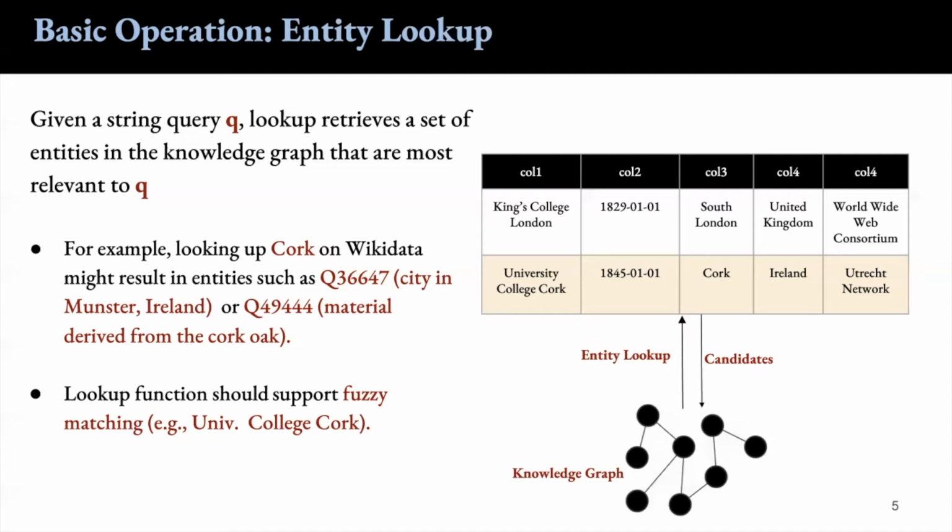For example, if we have this table and we want to search for the string query cork in a knowledge graph like Wikidata, the lookup function retrieves a set of entities that matches the query string, such as cork as a city or cork as a material derived from the cork. The lookup function doesn't necessarily match the string query precisely with relevant entities. It's possible that the query string has misspelling or abbreviation. So for example, searching for College Cork instead of University College Cork.